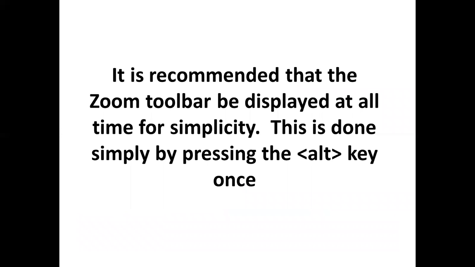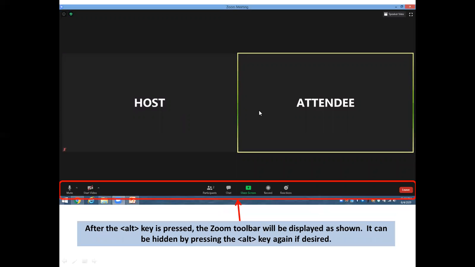It's recommended that the Zoom toolbar be displayed at all times for simplicity. And this is done simply by pressing the alternate key or ALT key one time. So after the key is pressed, the Zoom toolbar will display as shown. And it can be hidden again by pressing the alternate key once more if desired.